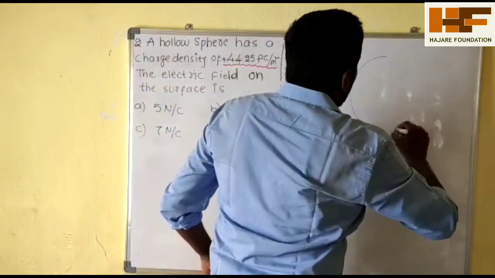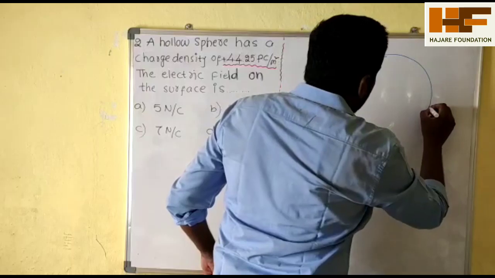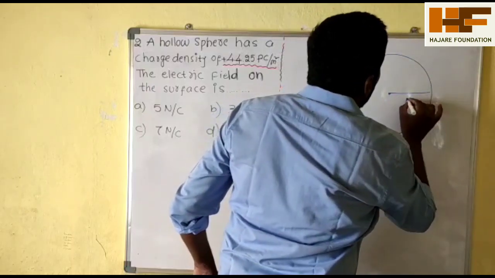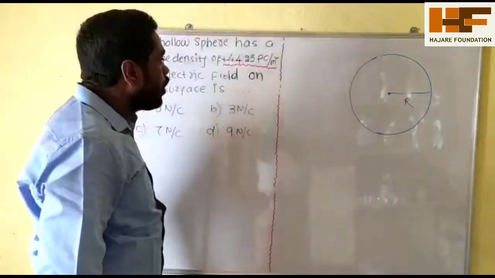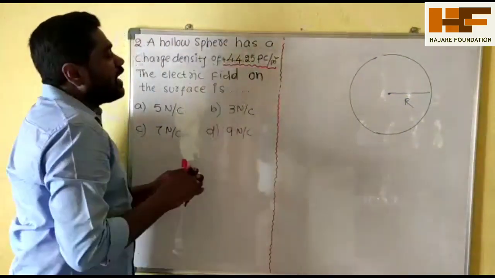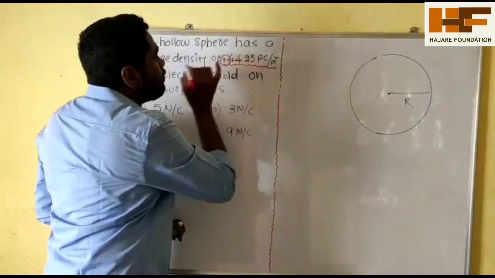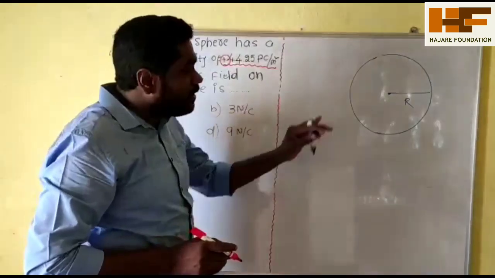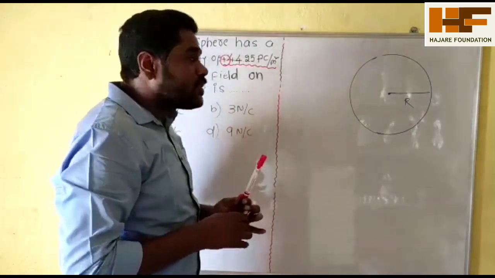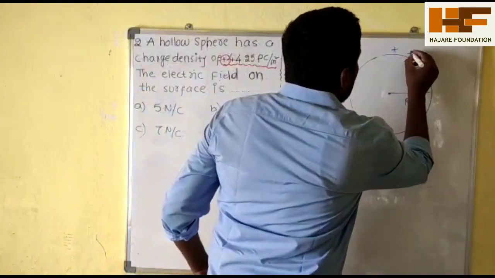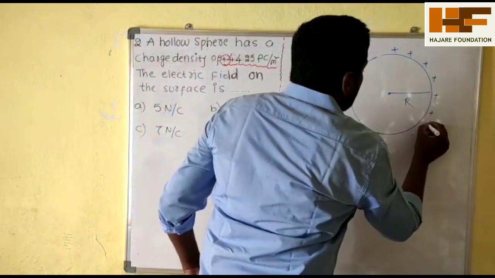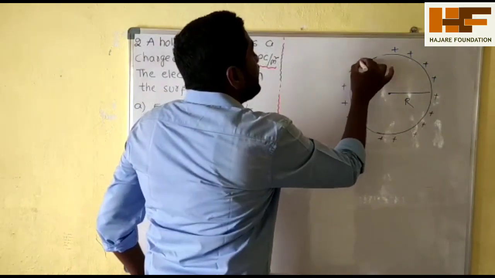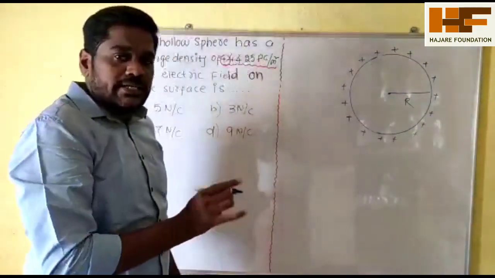So now I am drawing one hollow sphere, and let us assume the radius of the hollow sphere, for example, I am taking capital R. Next, here you see they have given the plus sign. It means the plus 44.25 picocoulomb per meter square, the charge on the sphere must and should be positive. Why? Because for a positive charge density, the charge is positive. For a negative charge density, the charge is negative.